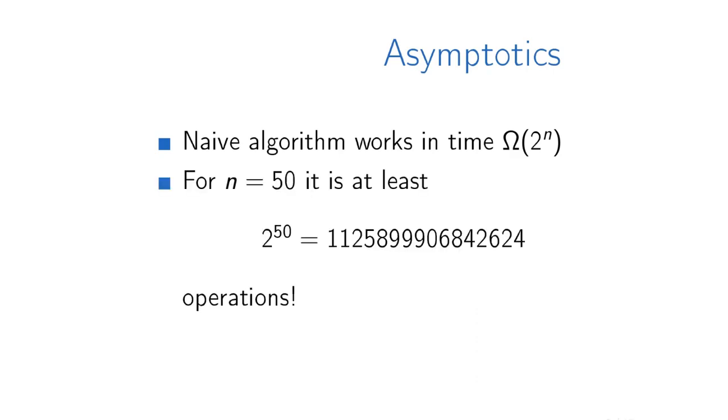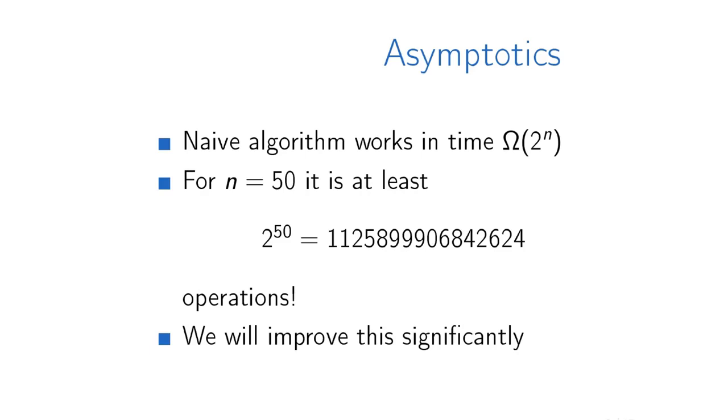And for example, for just 50 children, this is at least 2 to the power of 50, or the large number which is on the slide. This is the number of operations that we will need to make. And I estimate that on a regular computer, this will take at least 2 weeks for you to compute this, if this was exactly the number of operations that you would need. So it works really, really slow. But in the next lesson, we will improve this significantly.